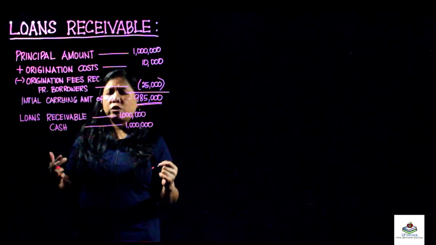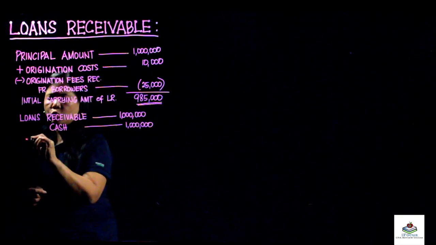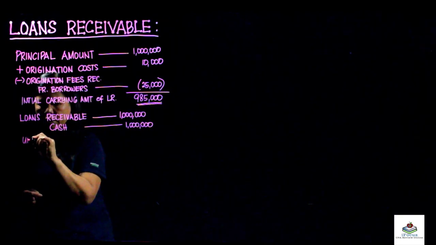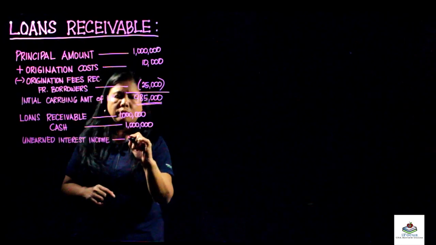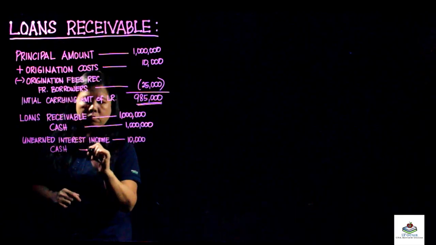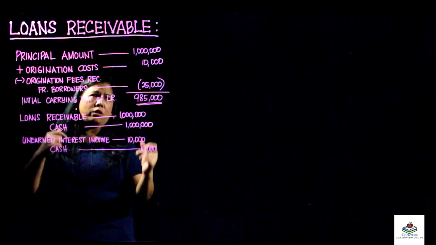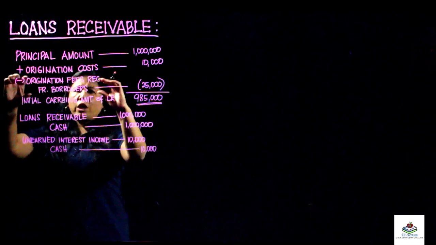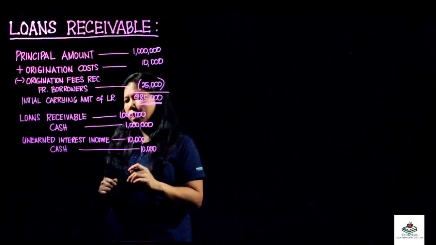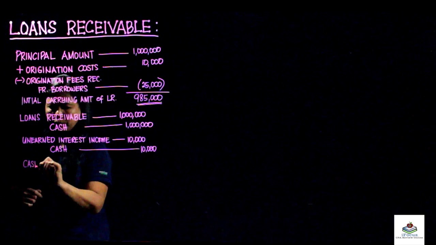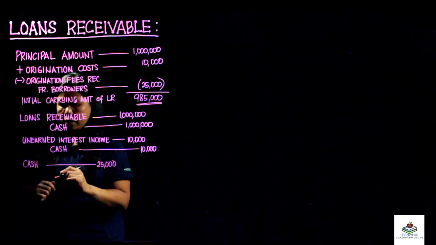Now the origination costs incurred by the bank, our entry will be debit to unearned interest income of 10,000 and credit to cash of 10,000. So this is the origination cost incurred by the bank. Then the origination fee of 25,000, our entry will be debit to cash of 25,000 and credit to unearned interest income.